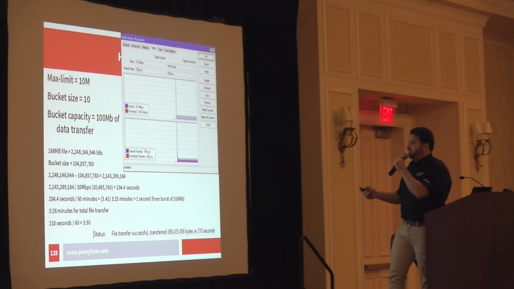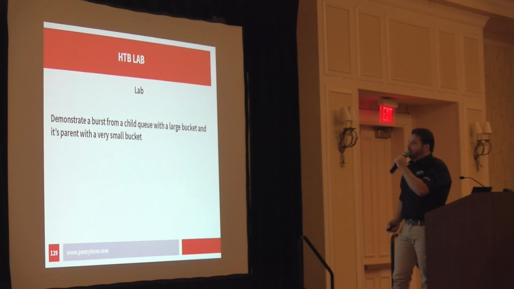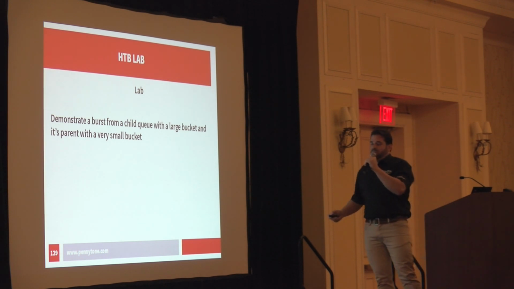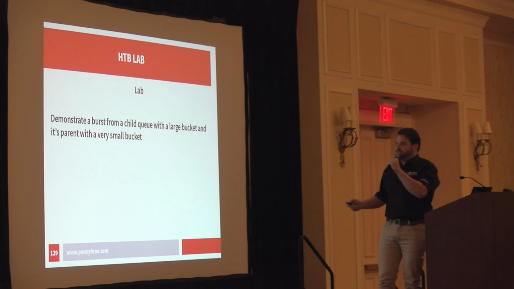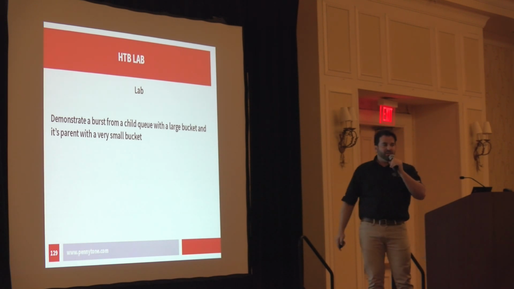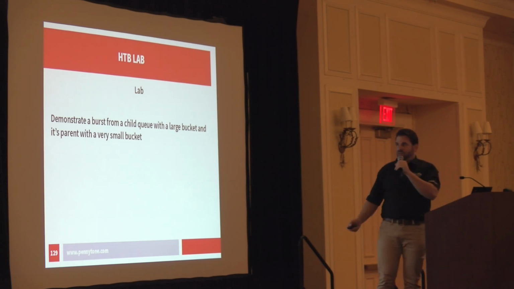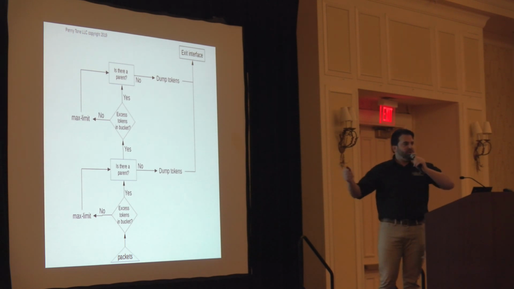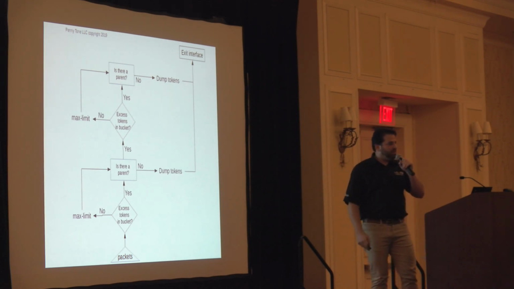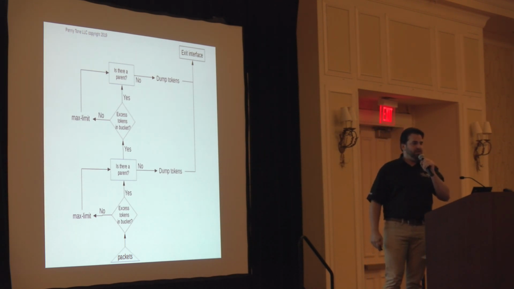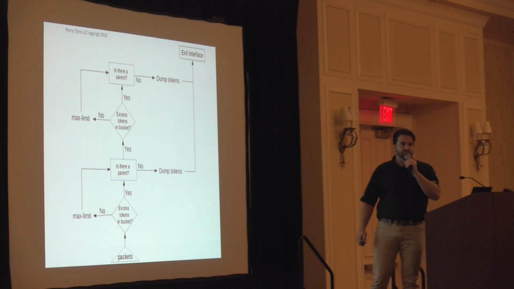Okay, so pretty much what we saw there is what happened in reality, almost. And the second lab is going to be a little bit more intricate. I'm going to demonstrate a burst from a child queue with a large bucket and its parent that has a very small bucket. So what exactly will happen there? We're going to see a ceiling. By the way, I decided to make a flowchart. I was not able to find a flowchart anywhere on the internet about how token bucket bursting happens.